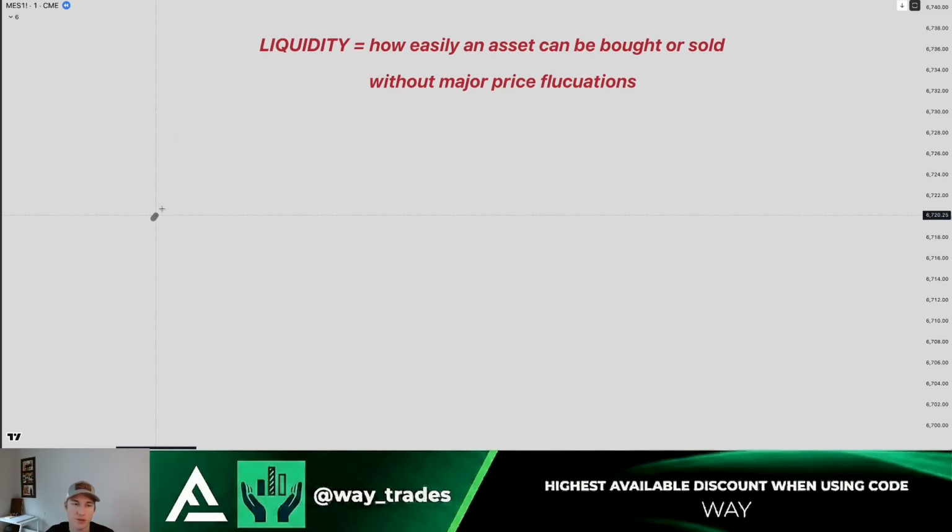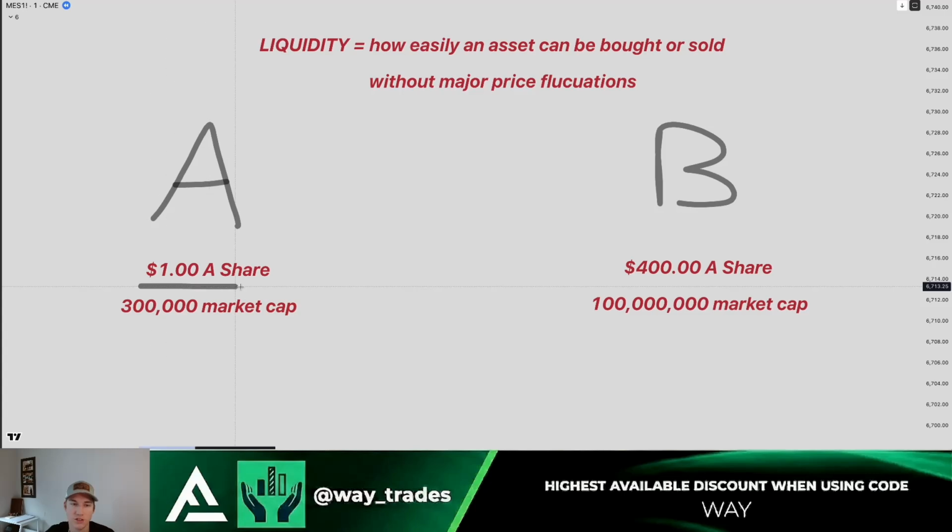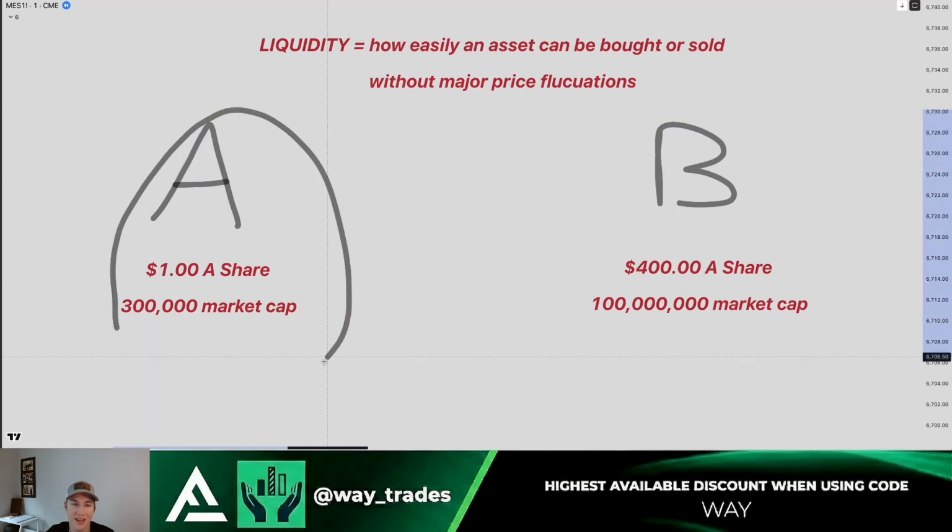Let's use an example. So we have stock A on the left and stock B on the right. Stock A is $1 a share and has a $300,000 market cap, whereas stock B is $400 a share and has a $100 million market cap. Now, it's pretty obvious that stock B would have way more liquidity and hence can be easily bought or sold without major price fluctuations. But if you were to try to buy stock A, you might have trouble getting filled, have a little bit of slippage, or not get the price that you want. And that is because it's illiquid. So that is the basics of liquidity.